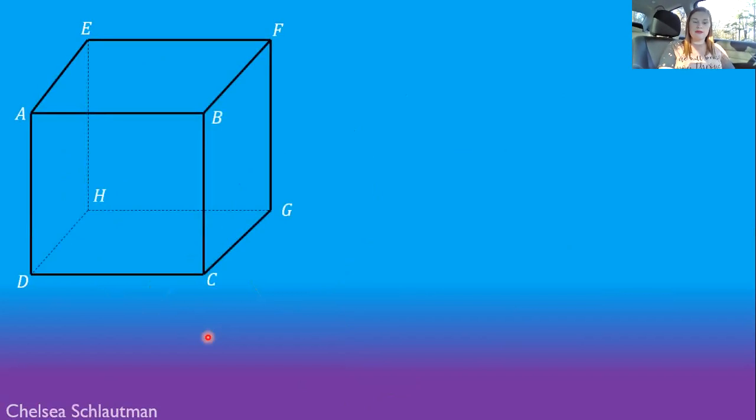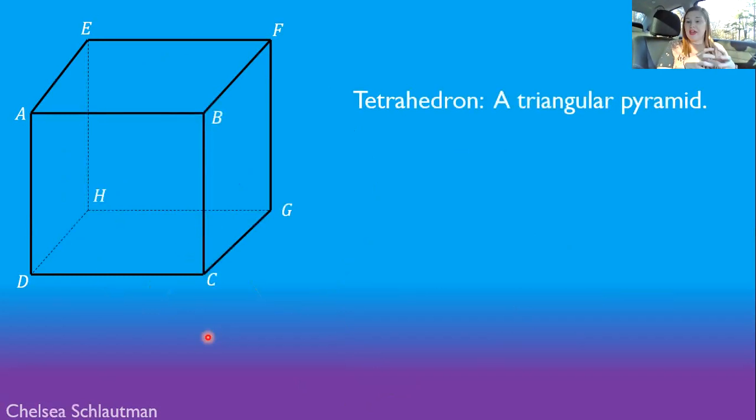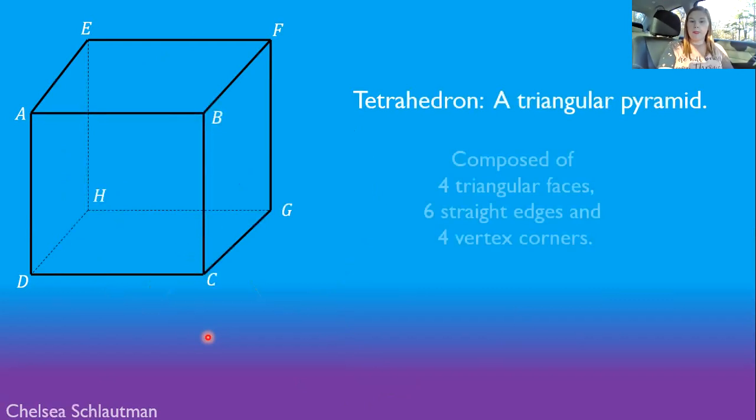Alrighty, and next we're given a cube, and we are asked to find a tetrahedron, or we're going to label it within that cube. And all a tetrahedron is, is a triangular pyramid. It is composed of 4 triangular faces, 6 straight edges, and 4 vertex corners. Now the triangular faces, we'll see they're the actual 3-dimensional parts of the triangle, and the straight edges are what it sounds like, the edges. And the vertex corners are where 2 rays meet, and that is called a vertex.